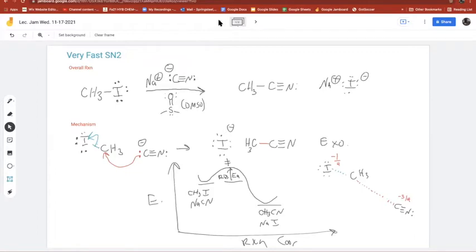There was a question about this SN2. Did it have a solvent? Yeah, DMSO. Here's the solvent, polar aprotic.